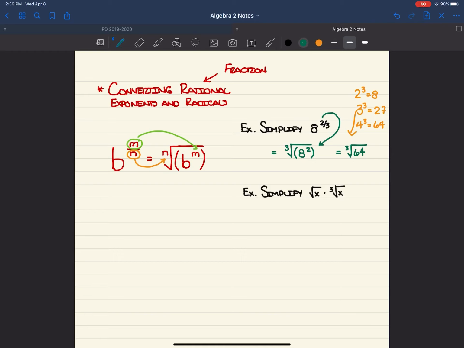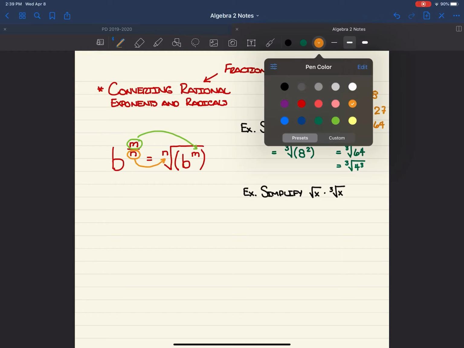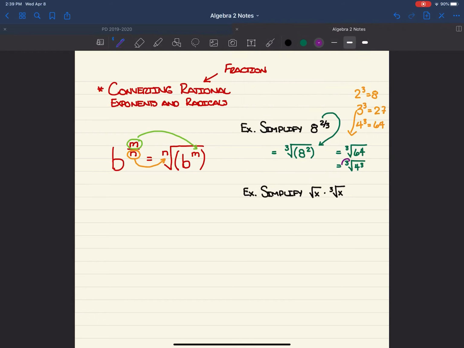So by simplifying this, I could say, well, look, this is like the cube root of 4 to the 3rd power. And now if I have the cube root of 4 cubed, the cube root and the cube, for lack of a better term, they undo each other. So we could say the cube root of 4 cubed is really just 4. So this whole thing of 8 to the 2/3 power just simplifies to 4. All right, so that's our first example.